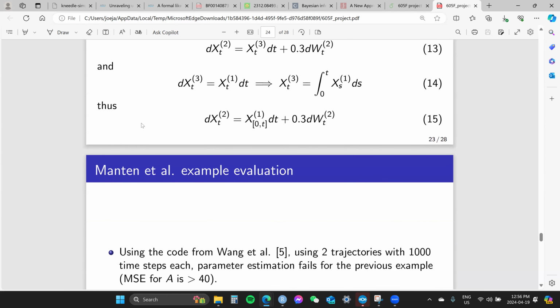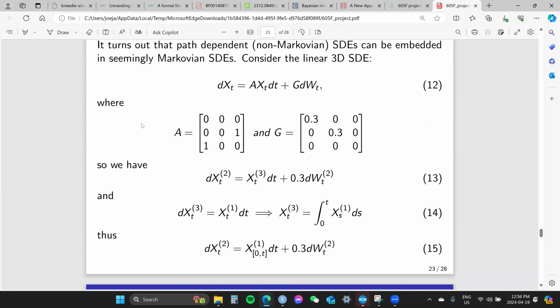So they do independence testing. How do you do that?